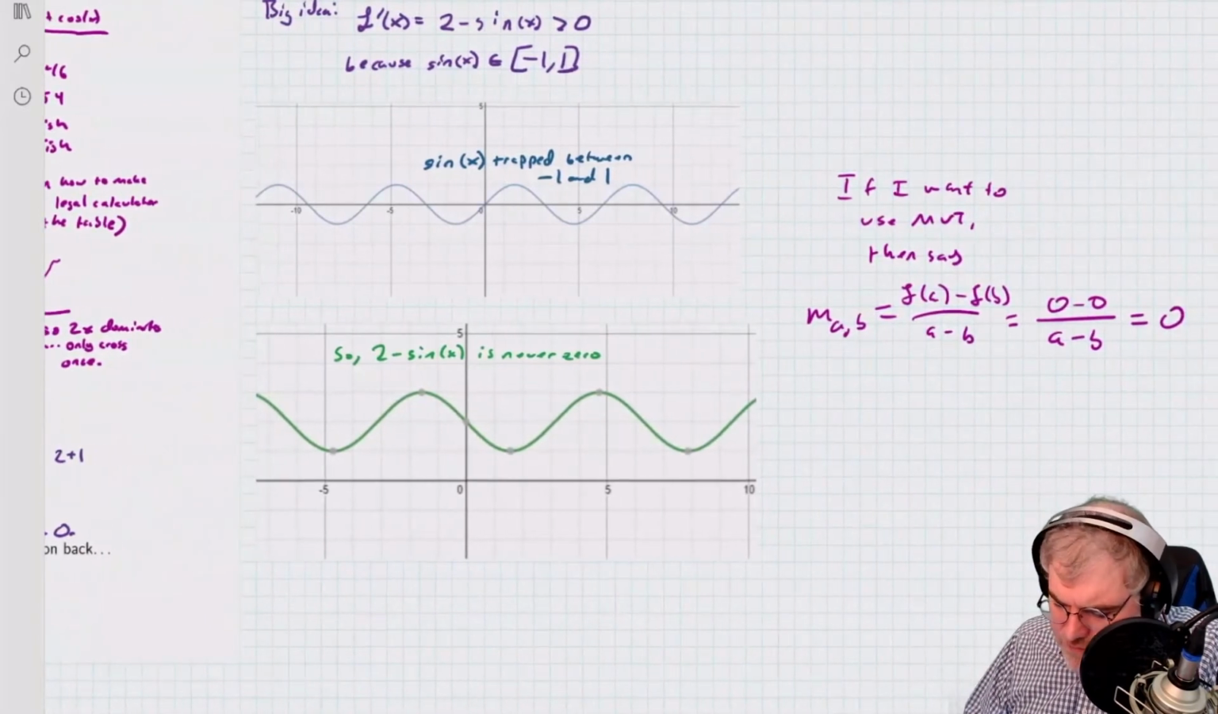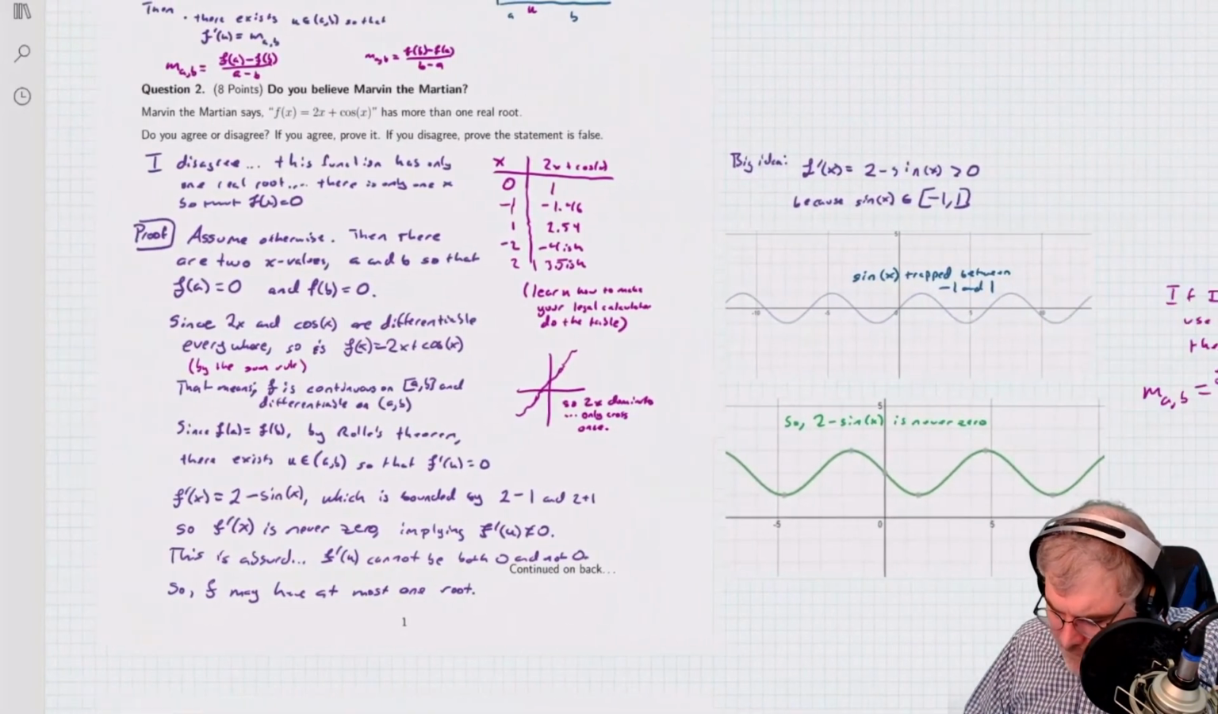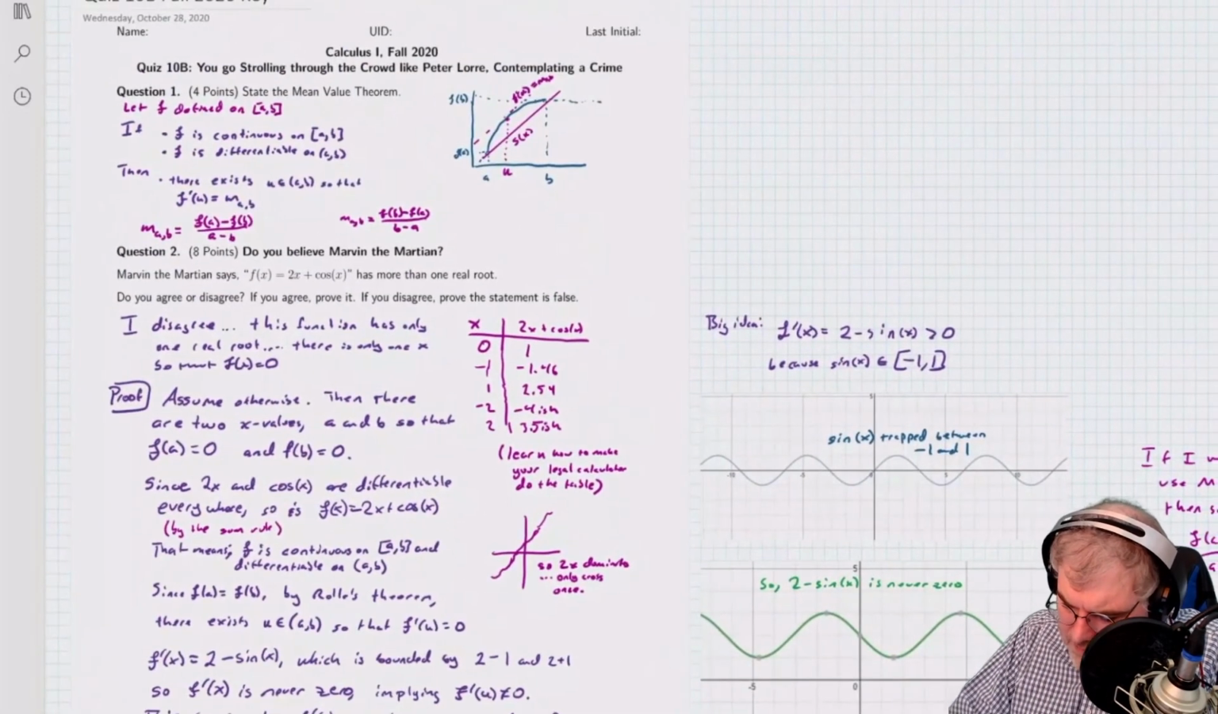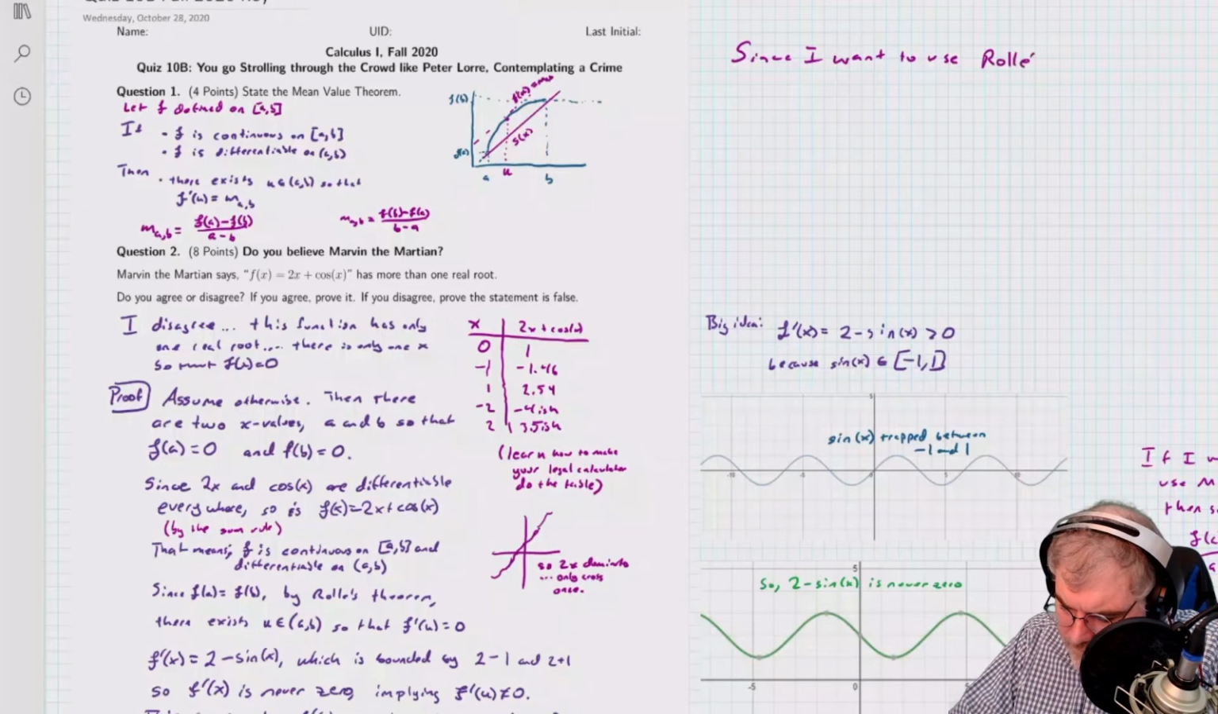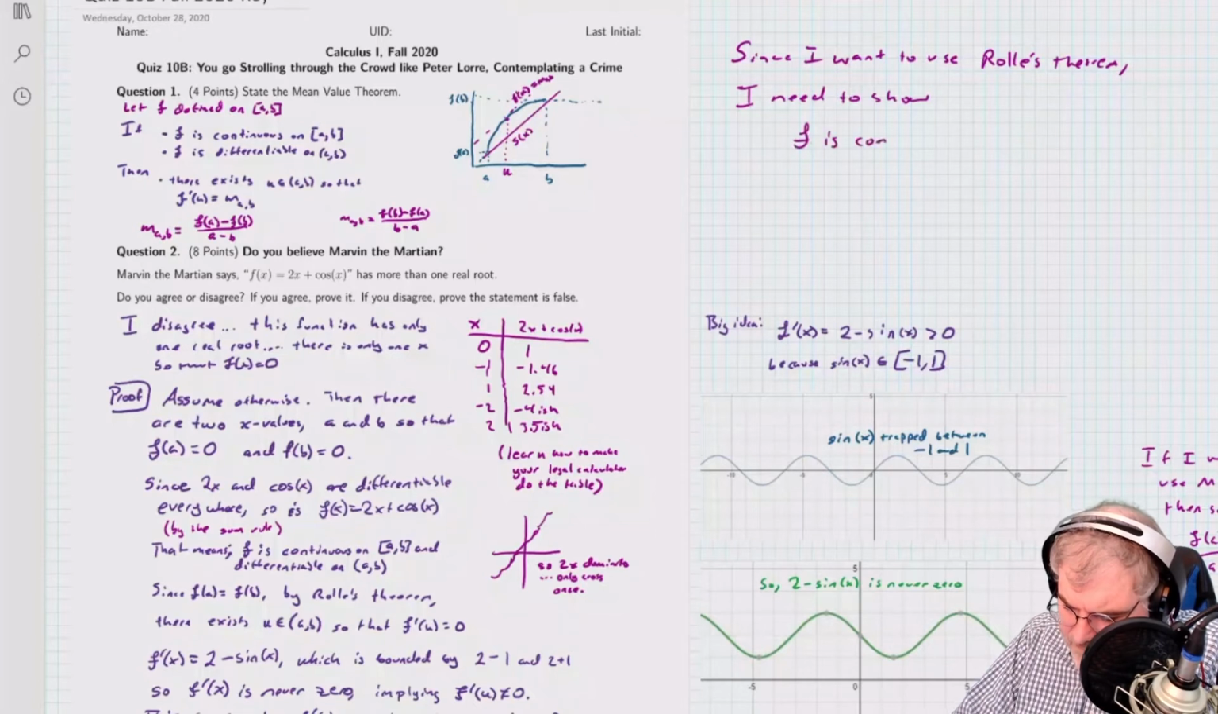So if I want to use Rolle's theorem, going back, since I want to use Rolle's theorem, I need to show the following: show f is continuous on [a, b], f is differentiable on (a, b), and f of a equals f of b.